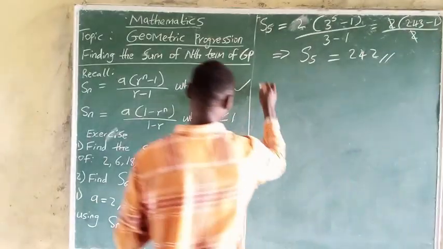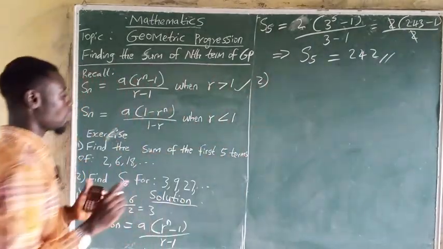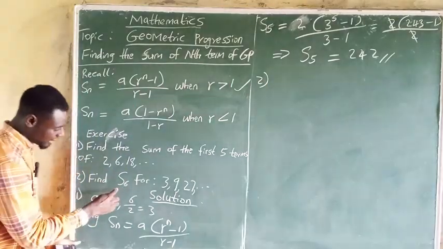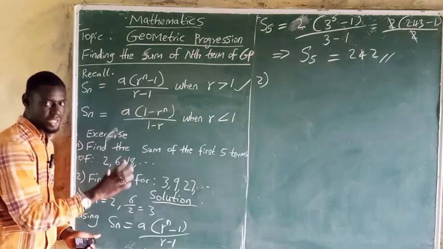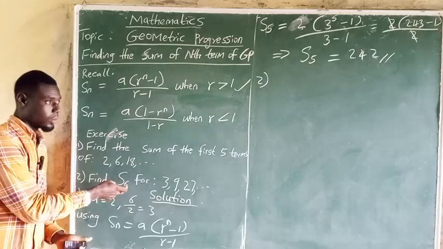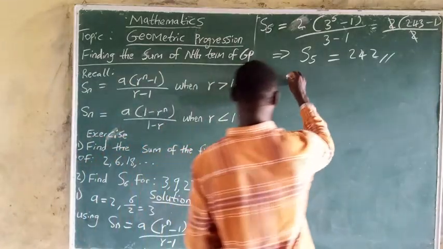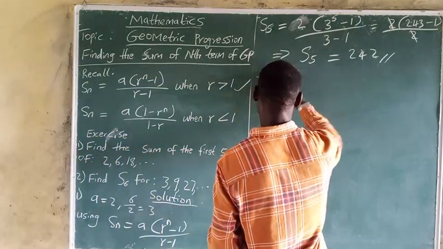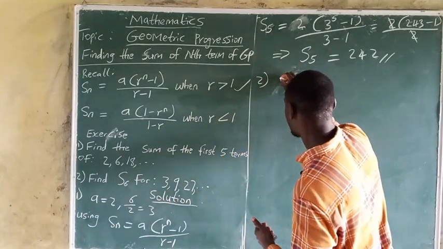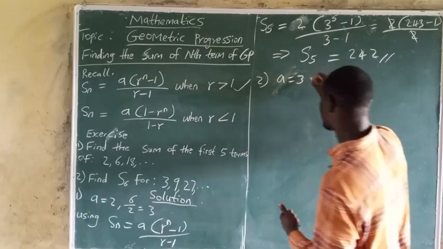Now, let's go to the number 2. What do we do first from the number 2? It is the same question. Now, you see this S of 6 is telling you to find the sum of 6. All right. So now we have S of 6. Before you start, you bring down the parameters. The parameters here are 3, which is the first term. A is equal to 3.